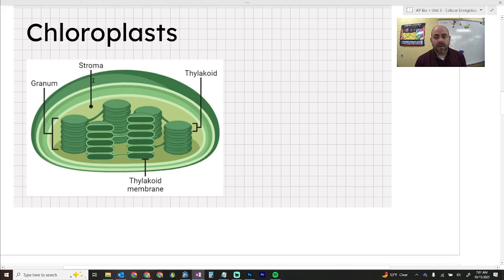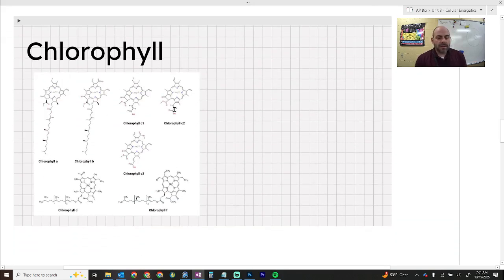Stroma is where the Calvin cycle takes place, and it is just the fluid out here. Notice the chloroplast has a double membrane as well. We've talked about that in other units. And then let's talk about chlorophyll. Chlorophyll is the green pigment found in plants, and chlorophyll is going to be very important in this.